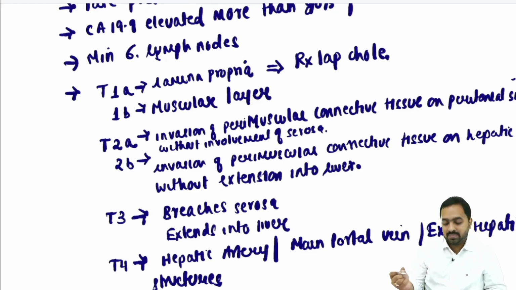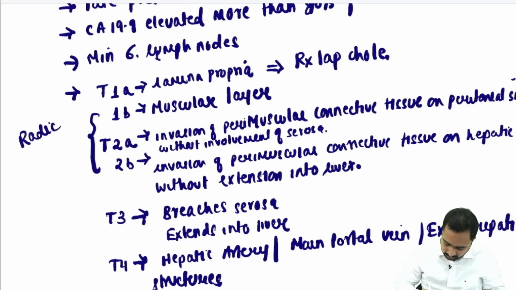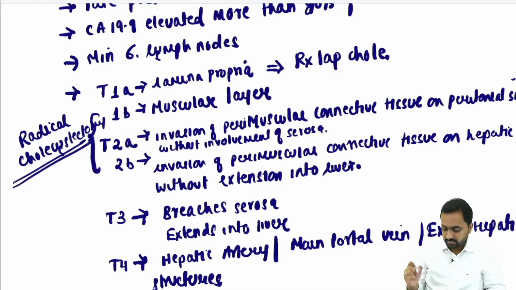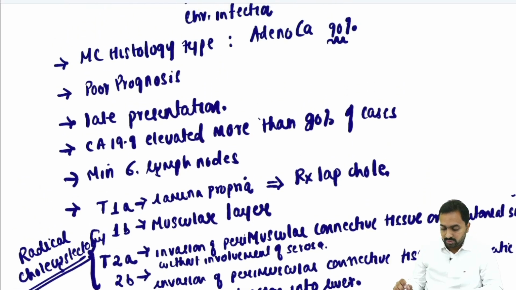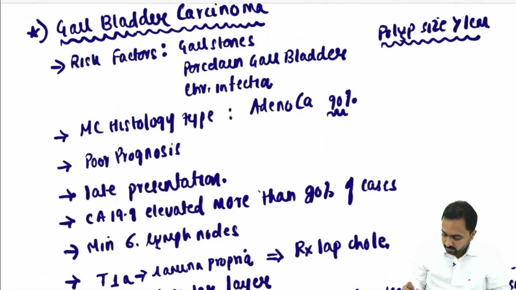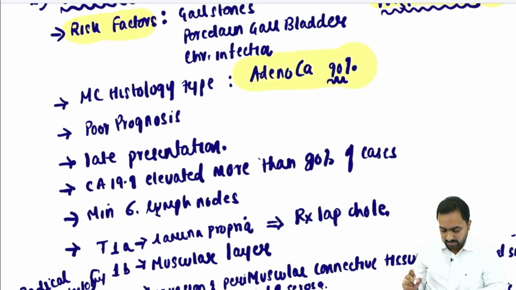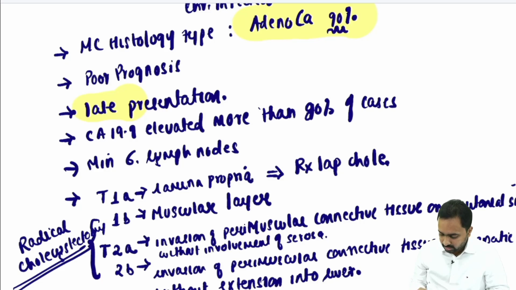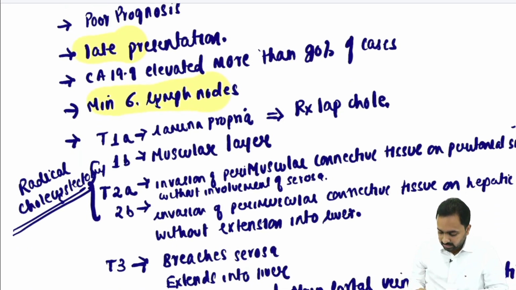In case of 1B and T2, we usually need to do a radical cholecystectomy, right? So let's revise the most important points again. Gallbladder carcinoma, risk factors: polyp size more than 1 centimeter, adenocarcinoma more than 90%, late presentation, minimum 6 lymph nodes. So T1A treatment would be lap chole, T1B, T2 will be radical chole.